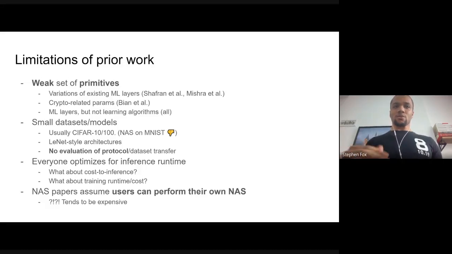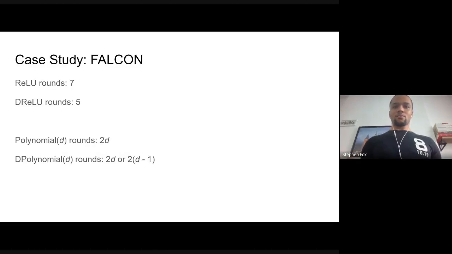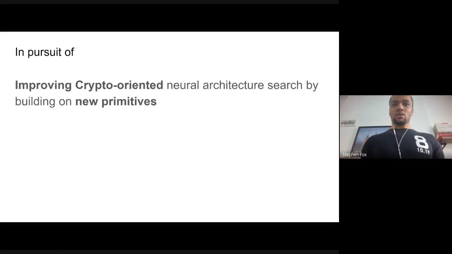But the gist of it is that we want to make things faster. Falcon is the fastest that we've seen so far in this space of secure MPC driven machine learning. But even then, there's this round complexity on something as simple as a ReLU and the derivative of a ReLU. The big goal that we have here is to improve crypto-oriented architecture search, building out new primitives.